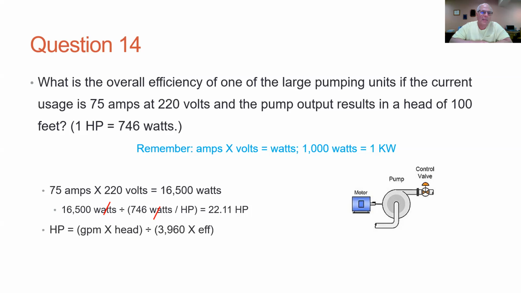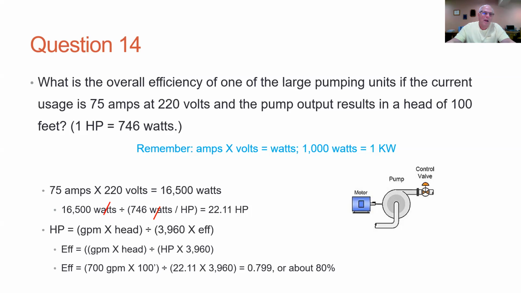Well, the horsepower is going to be the gallons per minute times the head divided by 3960 times the efficiency. Efficiency then would be gallons per minute times the head divided by the horsepower times the 3960. I would come up with an efficiency of about 0.799, or about 80%. So my system overall is 80% efficient because of the kilowatts used to get the job done. At that point, you could look at your system and see if it needs an upgrade. Hopefully you did that one correctly.